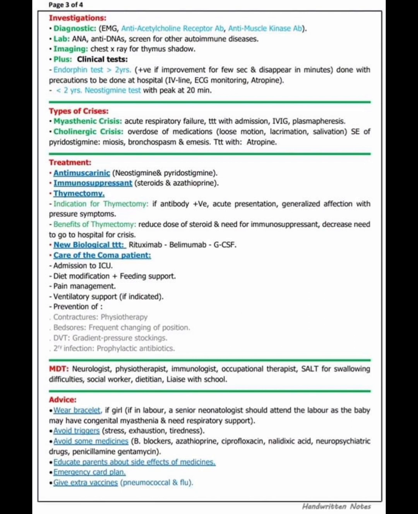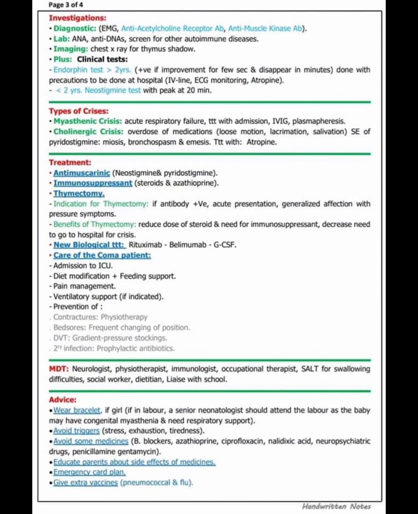Care of the comatose patient. So if a patient develops coma, how can we care? Admission to ICU. Diet modification plus feeding support. Pain management. Ventilatory support if indicated. Prevention of contractures, we give physiotherapy. Bed sores, frequent changing of position. DVT, deep vein thrombosis, graduated pressure stockings. Secondary infection, prophylactic antibiotics.